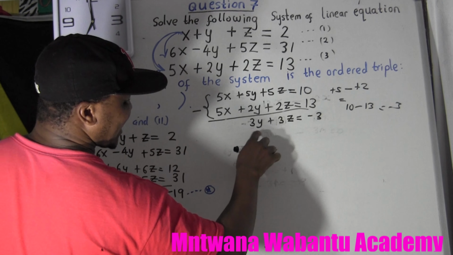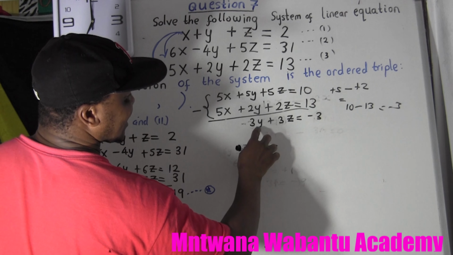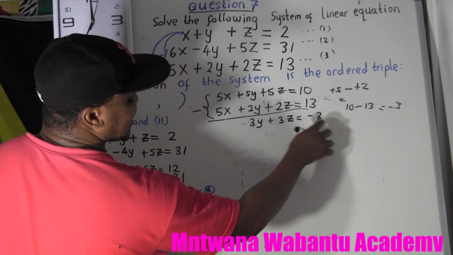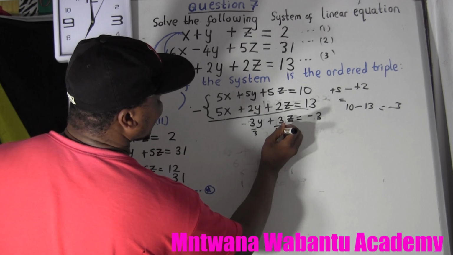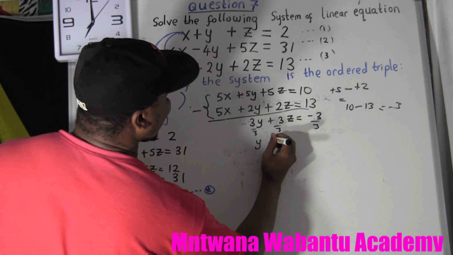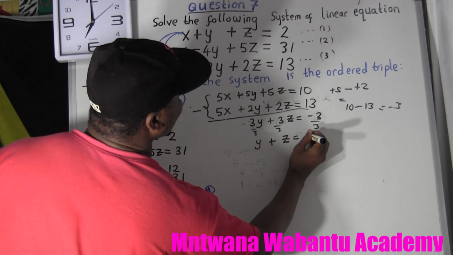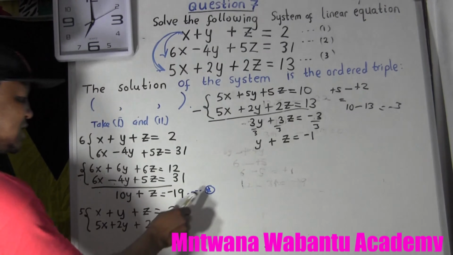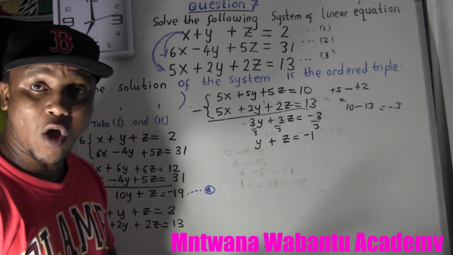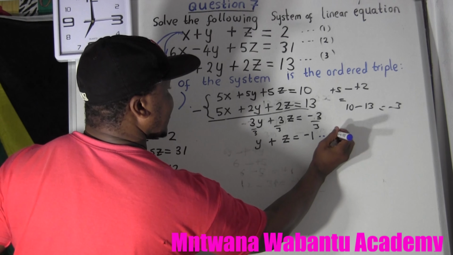I can just divide by 3 because it's common, just to simplify. So y plus z equals negative 1. So this was the first equation, and let me call this the second equation.